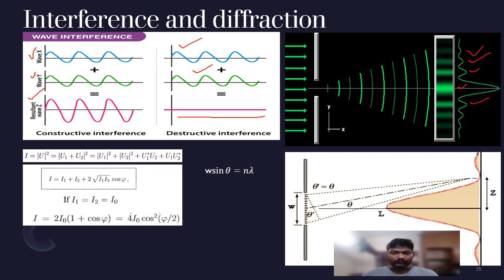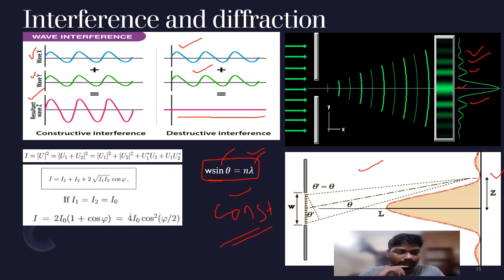In this figure, W is the slit width, and if there is a maxima present at Z, then the law is W sin theta equal to n lambda. W sin theta is the path difference between the two rays, and n lambda is the condition for constructive interference. So for the rays to constructively interfere, this should satisfy W sin theta equal to n lambda, where W sin theta is the path difference. As you can see, the constructive and destructive interference of the waves depend upon the phase difference between the waves.